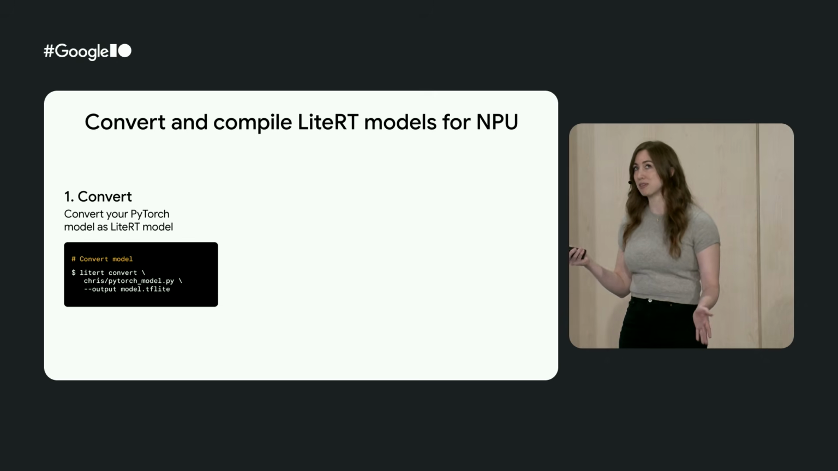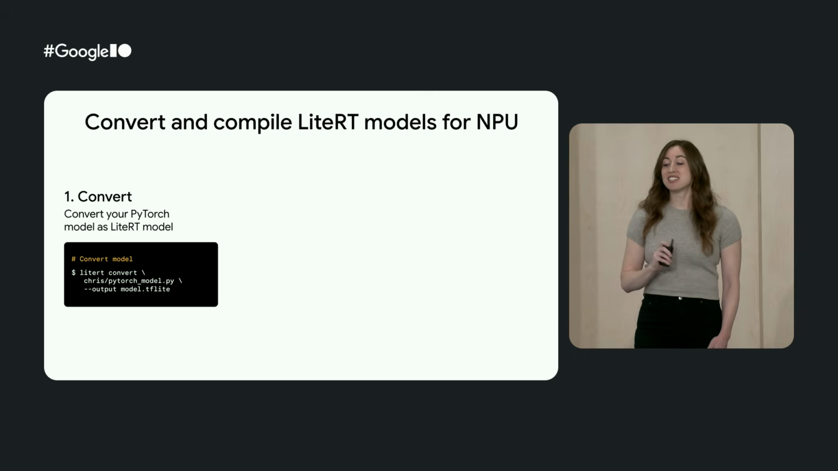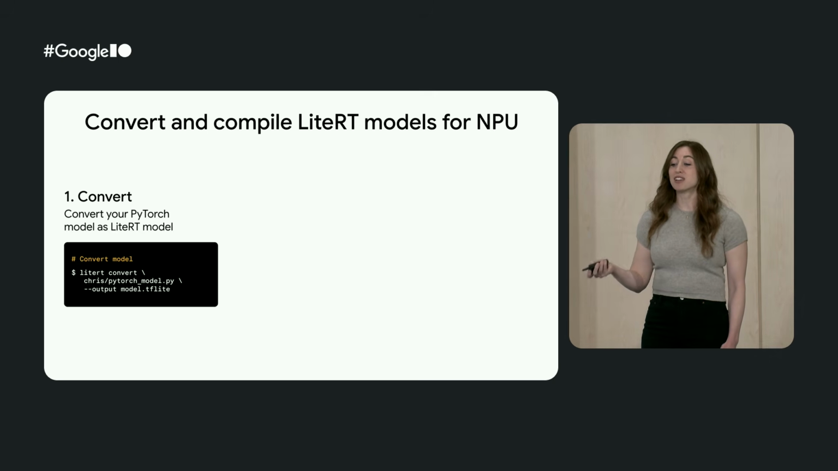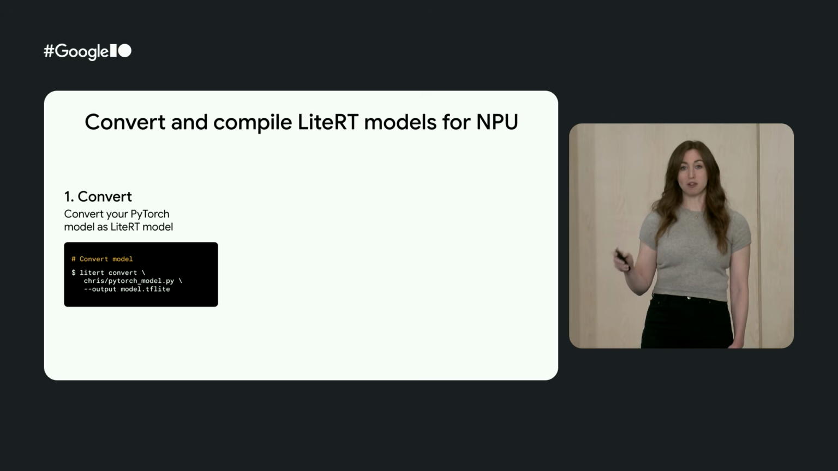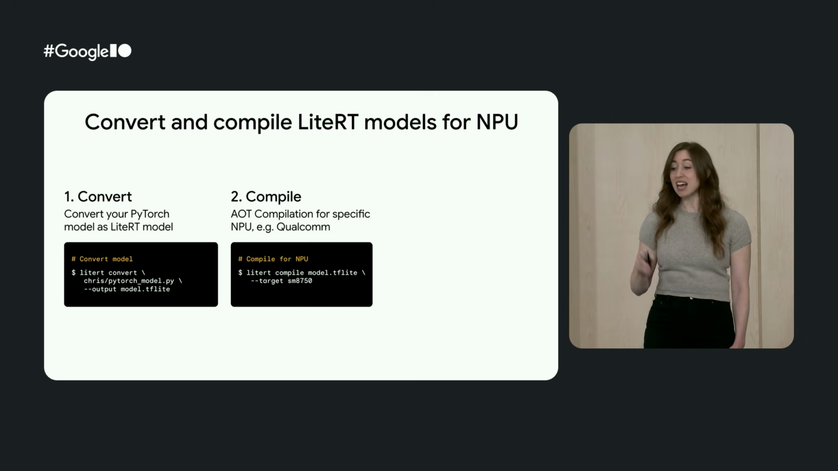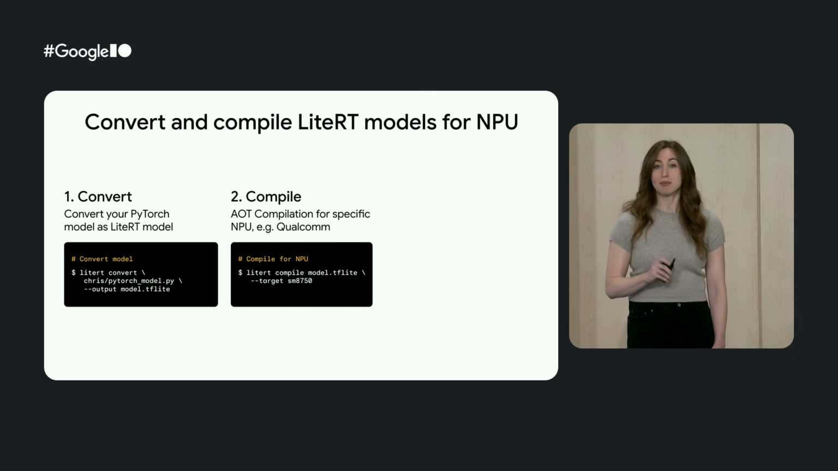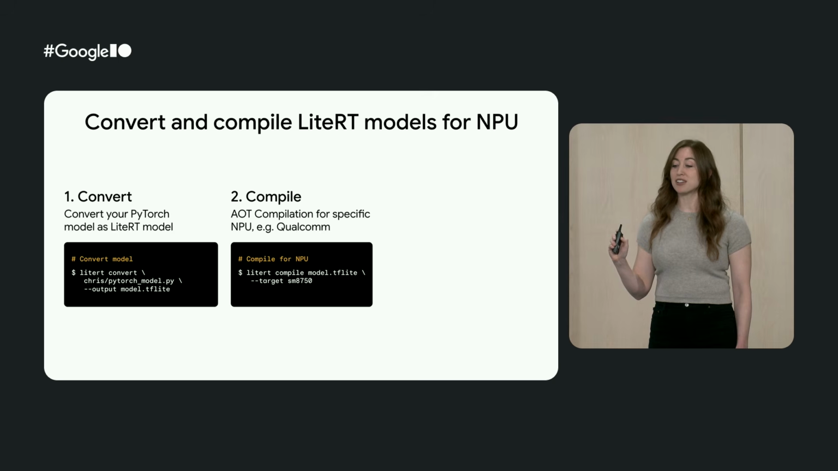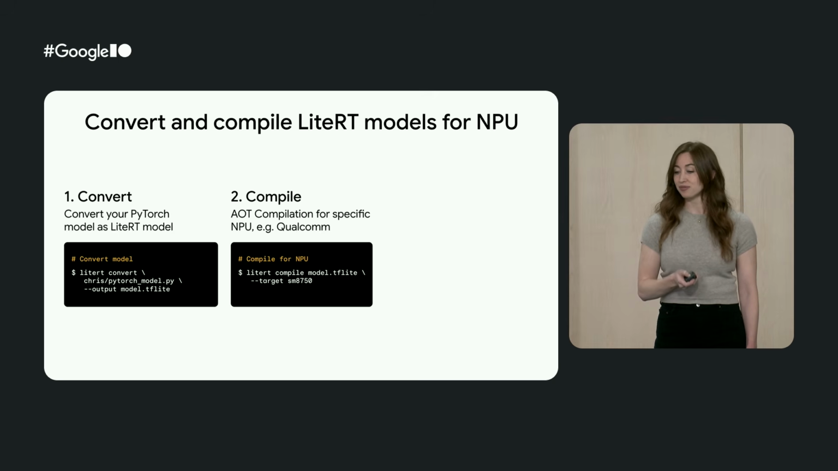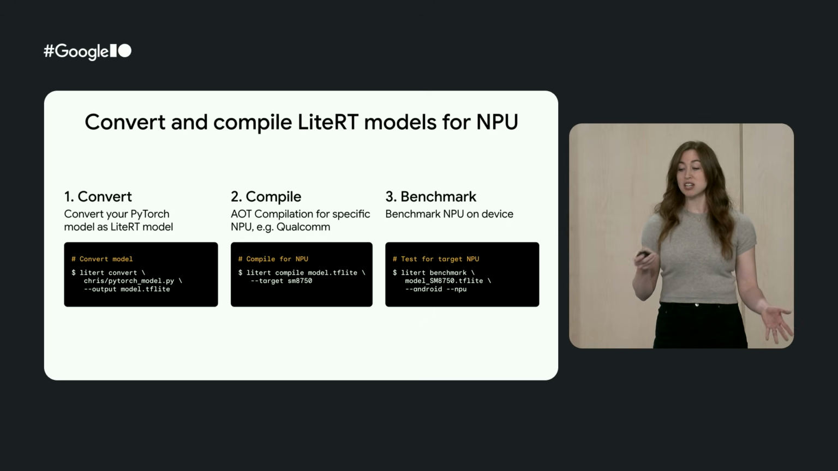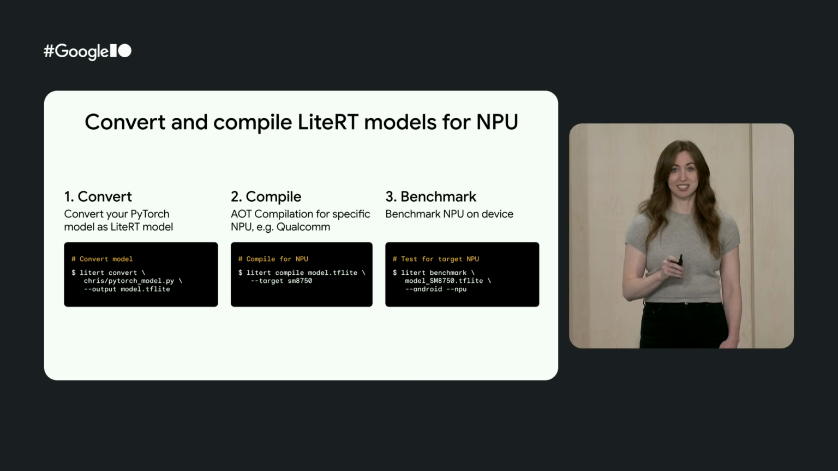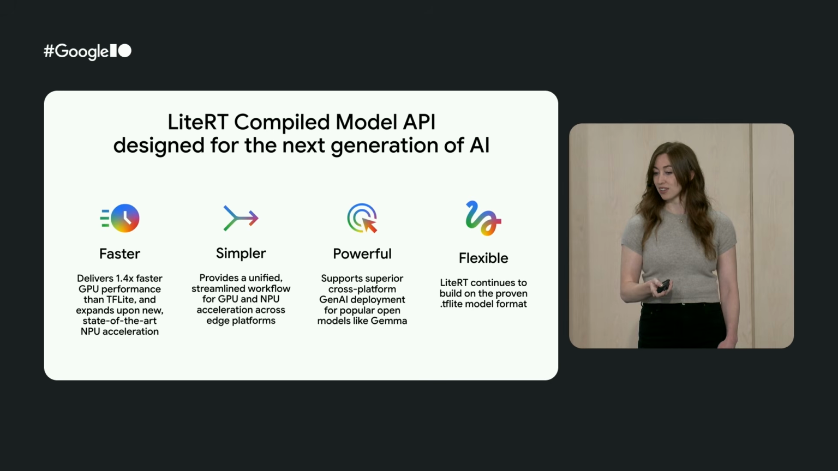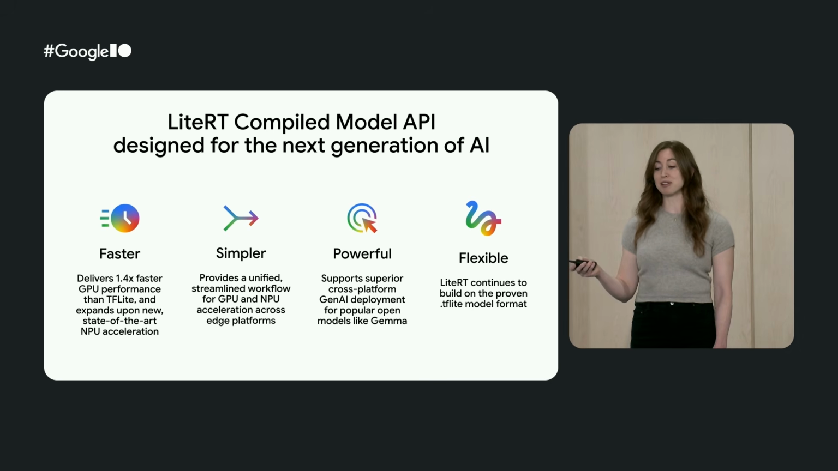So here's how he takes the model from repository to hardware-accelerated deployment. First, Chris uses the LiteRT CLI tool to convert his PyTorch model into the highly optimized, flexible TF-Lite format. And then he can perform ahead-of-time compilation on his model to target a particular NPU. By targeting NPUs, he can get maximum battery life from his monitoring device. And finally, he can benchmark the model's performance on a connected device. And then next, it's time for deployment.